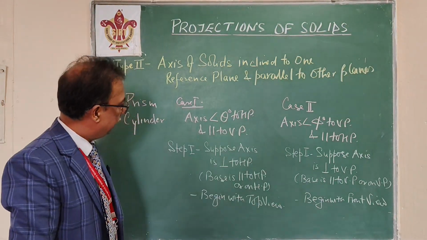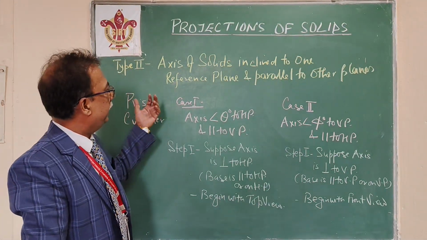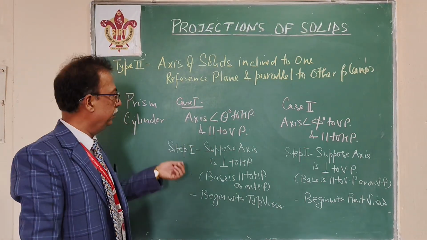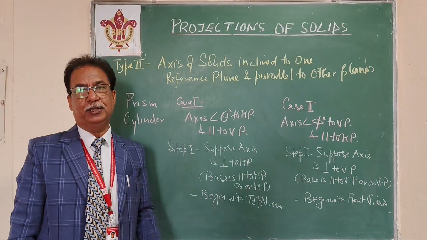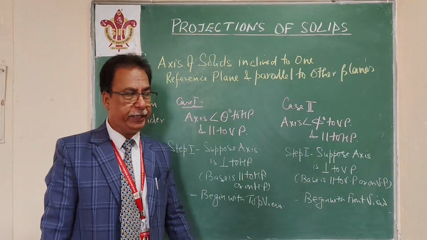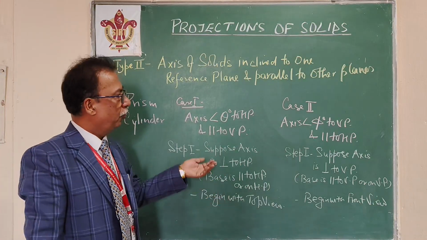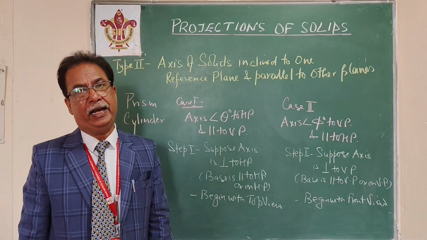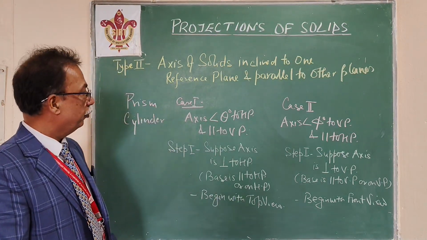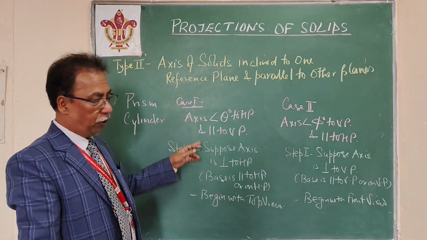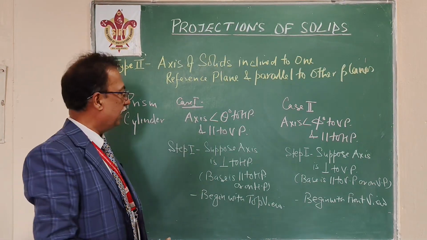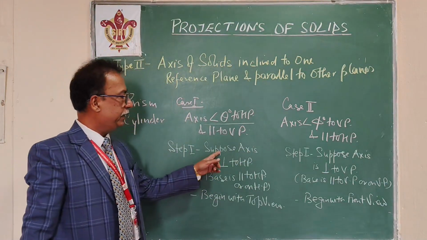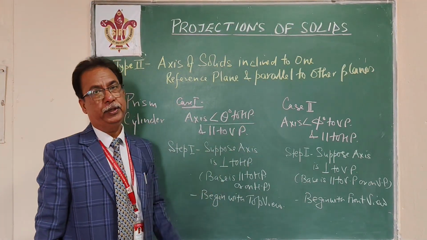Okay, so as I have already discussed, in the case of axis inclined to one plane and parallel to the other plane, there are two options. The first case is the axis of the solid inclined theta degrees to HP and parallel to VP, or the reverse case, the axis inclined to VP by some angle phi degrees and parallel to HP. As I already told you, we should start with the simple position. So if the axis will be inclined to HP, my initial step will be axis perpendicular to HP.